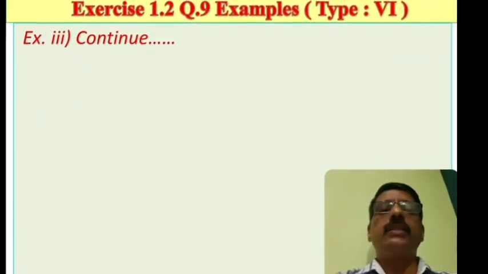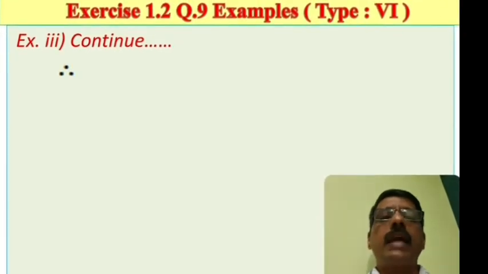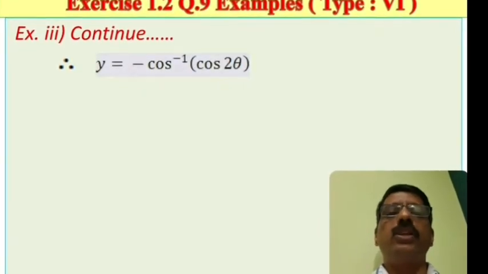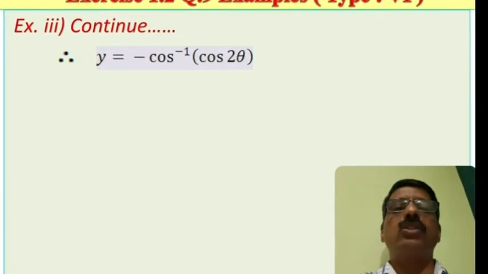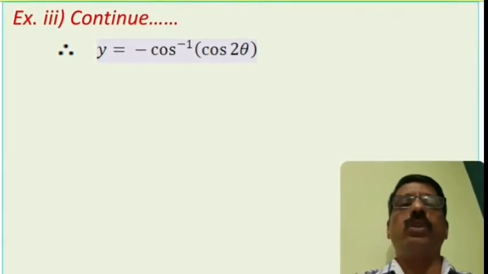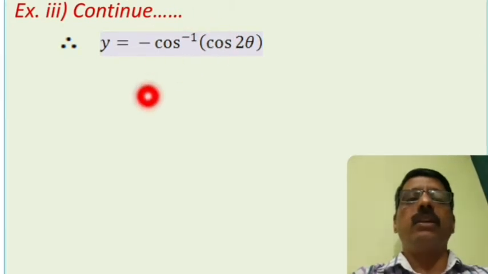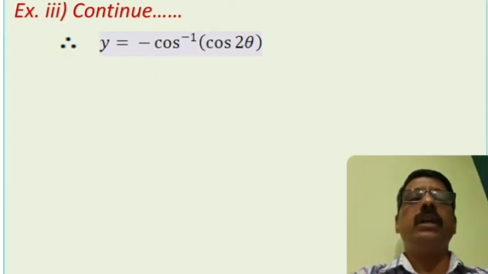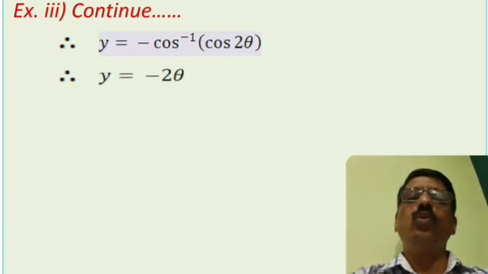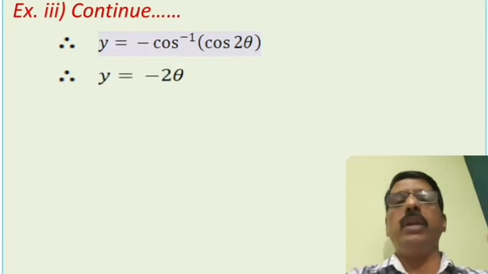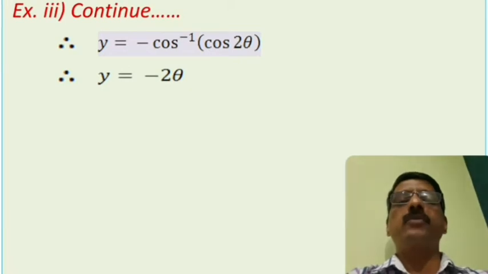Now continue this example. The last step of the given example is y equal to minus cos inverse of cos of 2 theta. Here cos inverse and cos become cancelled. Only remaining is y equal to minus 2 theta. Okay, that is only remaining. Now again resubstitute the value of theta.